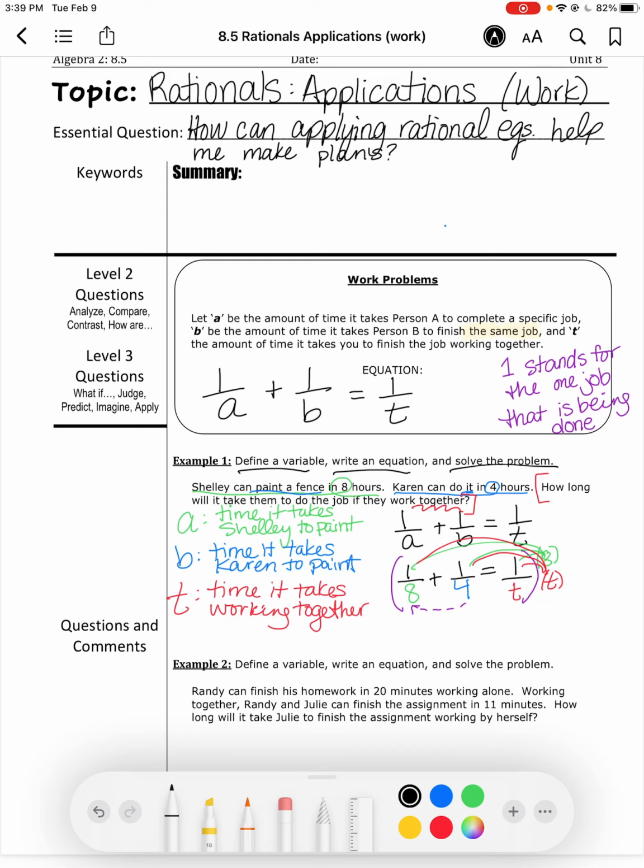So then we have 1 over 8 times 8 times t plus 1 over 4 times 8 times t equals 1 over t times 8 times t. So canceling, these both have 8s. This 8 divided by 4, that cancels, and this leaves me with a 2. And our t's cancel over here.